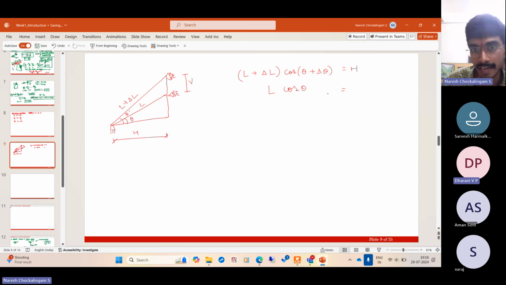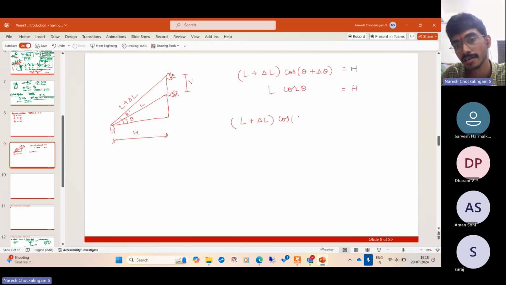Yes, it's simple, right? H. Now can we eliminate h? H is not really required. So you put L plus delta L cos of theta plus delta theta is equal to L cos theta. Now we can do some expansion. So you call it L plus delta L.